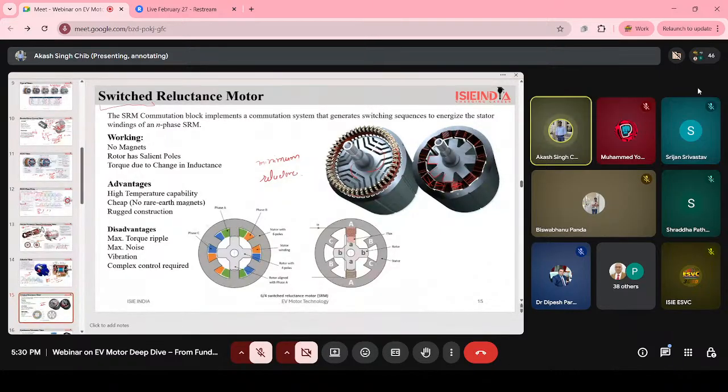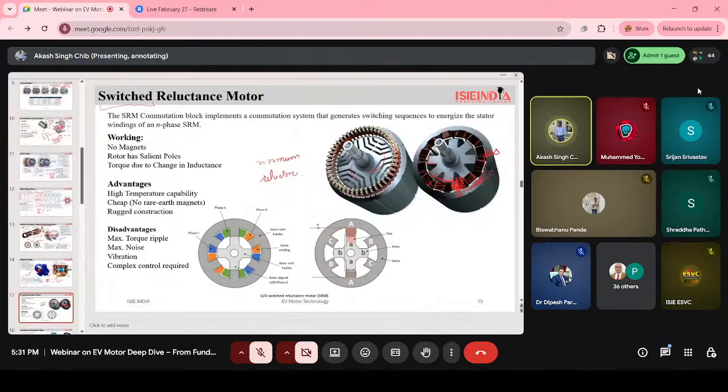Suppose we take this as phase A, phase B, phase C. Basically, they are 120 degrees apart. But when phase A gets energized, the rotor tries to move forward and align with phase A. And you have seen that in a 120 degree rotation, we have two steps of around 60 degrees. Then the rotor tries to move forward and align with phase A.